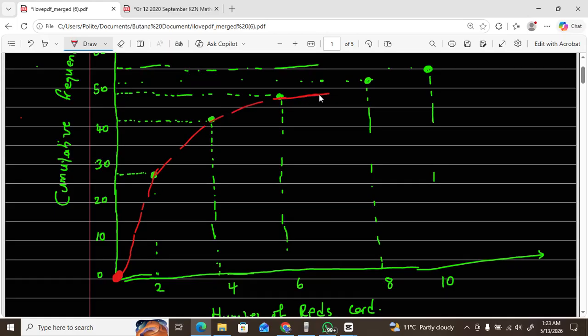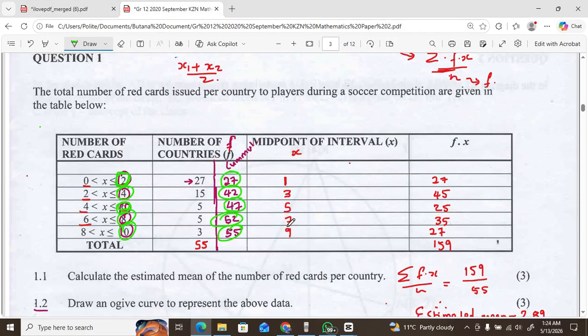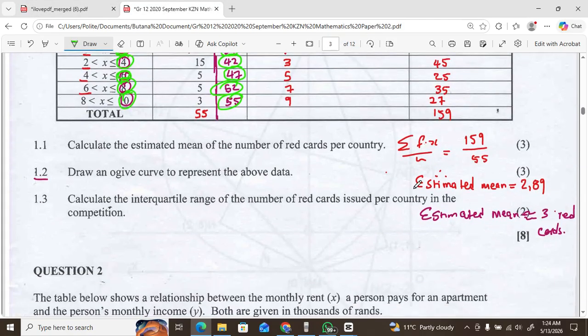I hope you understand how we did that graph, then. Right. Let's see the next question. The next question says, that was 3 marks.